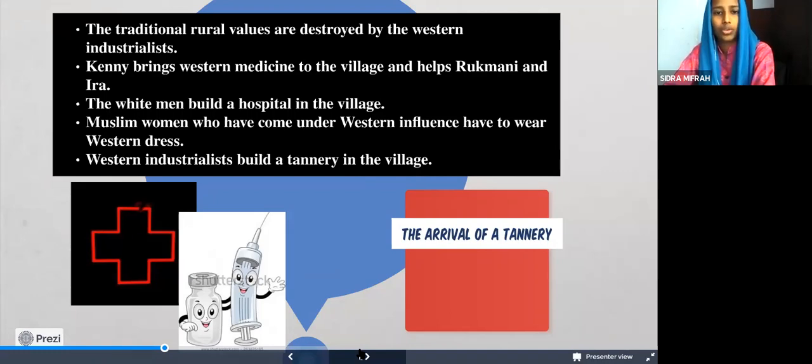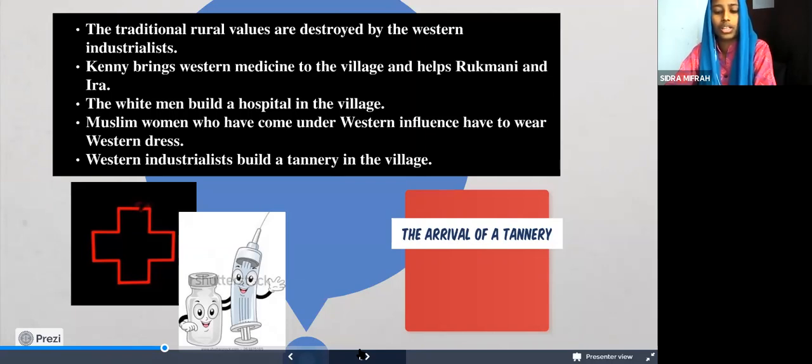The traditional rural values are destroyed by the Western industrialists. Kenny brings Western medicine to the village and helps Rukmani and Ira. The white men build a hospital in the village. Muslim women who have come under Western influence have to wear Western dresses. Western industrialists build a tannery in the village. The arrival of a tannery.